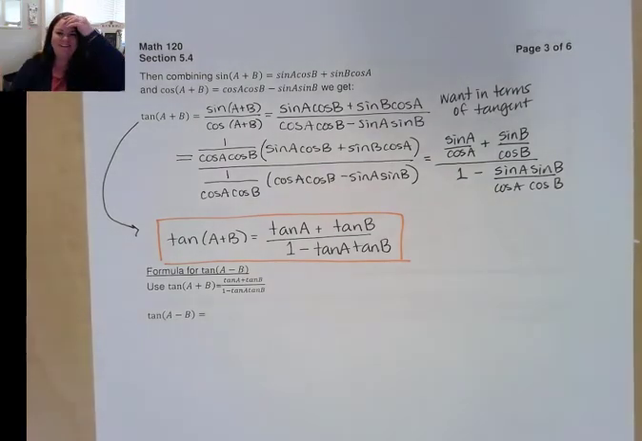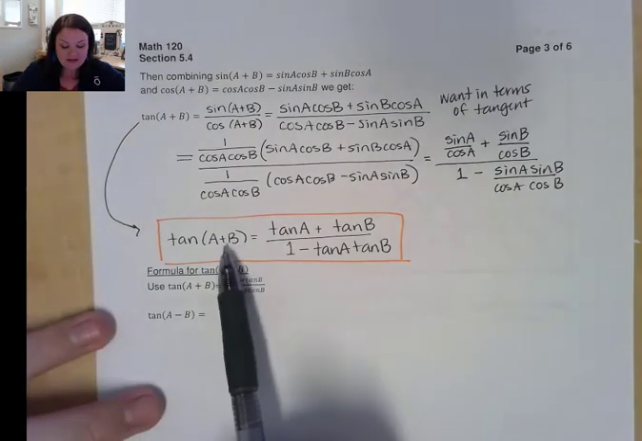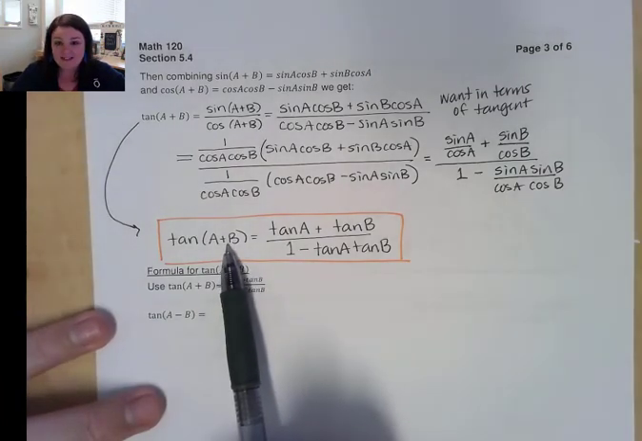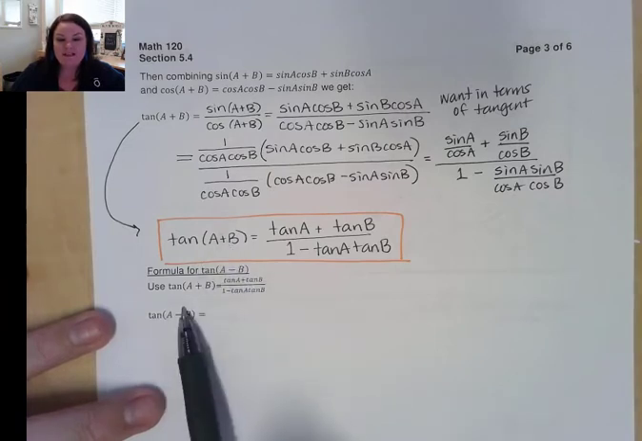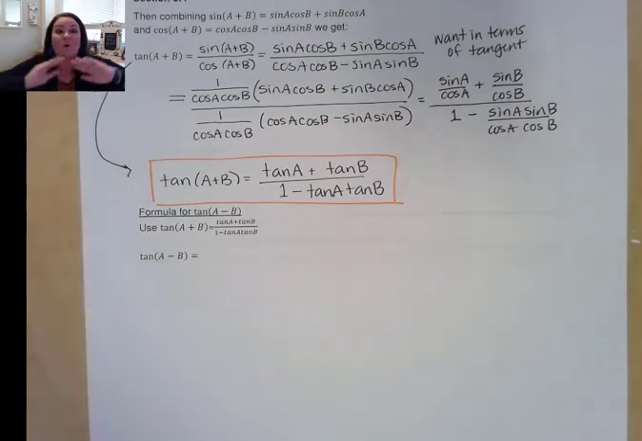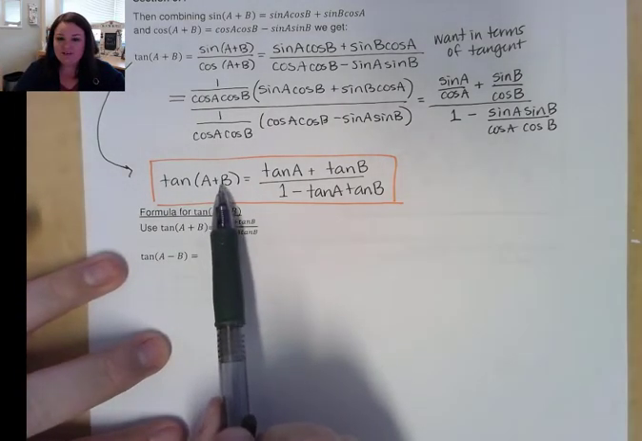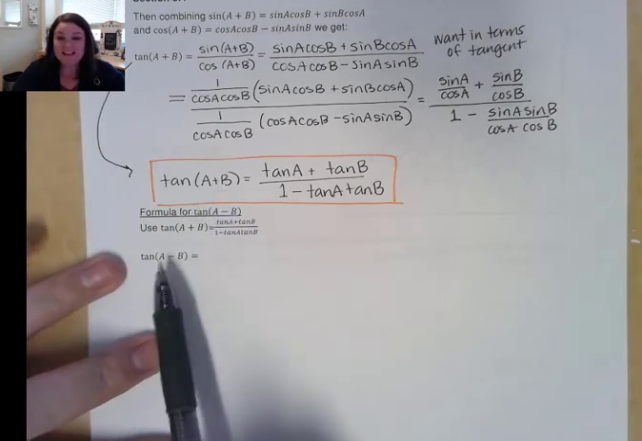Okay. So this was the sum identity for tangent. Now we need to come up with a difference identity for tangent. But the good thing is this one's way easier, because we can use this identity that we just came up with, and we want to rewrite it as a difference.